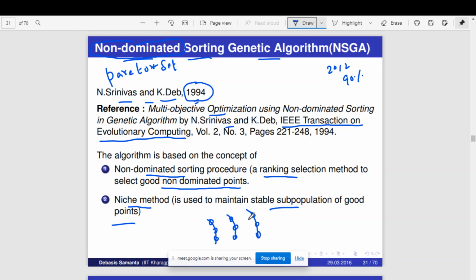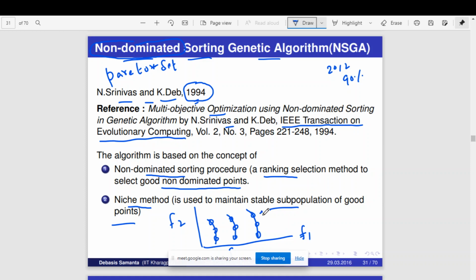So this is one non-dominated front. Let us assume this is something like this. So this is F5, this is F1 and this is F2. Okay. So this is one non-dominated front. Now we are going to rank this.